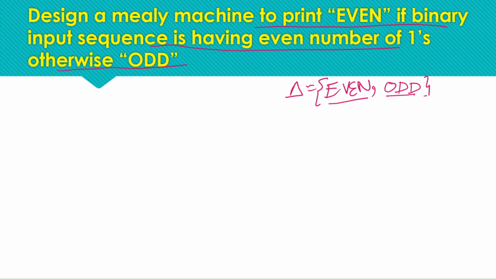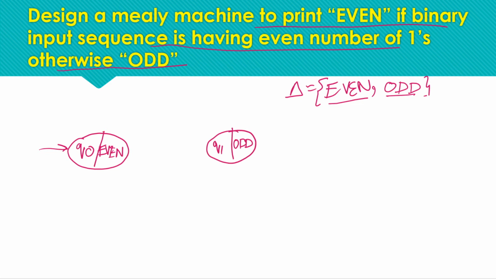So starting with a simple Moore machine. For example, here we have Q0, and the output corresponding to Q0 is even. We are firstly going with the Moore machine, and we will be drawing the Mealy machine also. Next we have Q1. For Q1 we have the output as odd. Now if the number of ones is even, we need to be at Q0, and if the number of ones is odd, we need to be at Q1. So this is final.